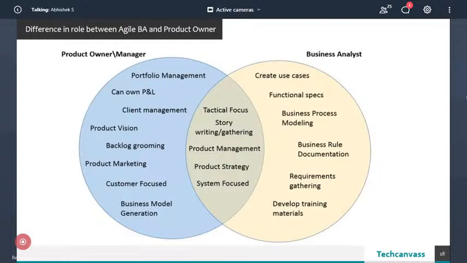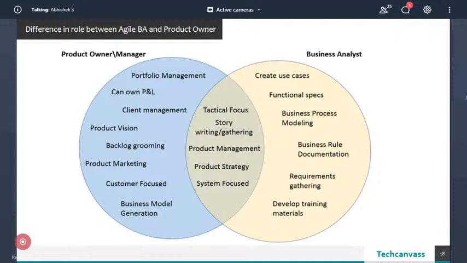So coming to the business analyst roles. Business analysts would create use cases or user stories, so basically dealing with the requirements or documenting the requirements. It can also be in the form of business functional specs. And they do business process modeling. So the business solution or process modeling is what the business analyst is doing. There's also a lot of business documentation and requirement gathering. All these requirement-related things are roles of a business analyst.